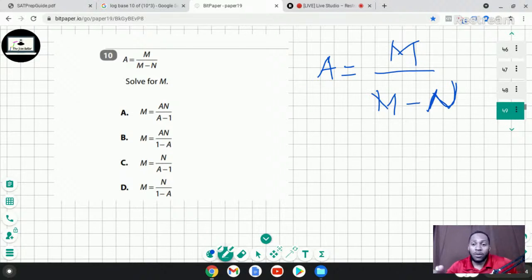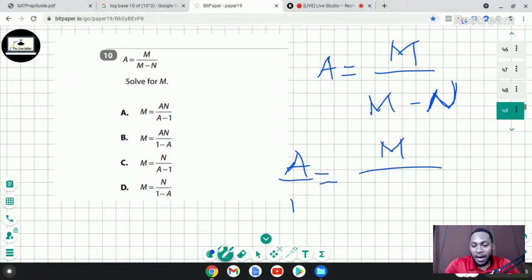When you look at this, it's not that easy to come up with a value for m. But the easiest way to think about this is, it's kind of like I have a divided by 1 is equal to m divided by m minus n. Now, why do I do this? Because I want you to understand what we're about to do here, which is cross multiply.